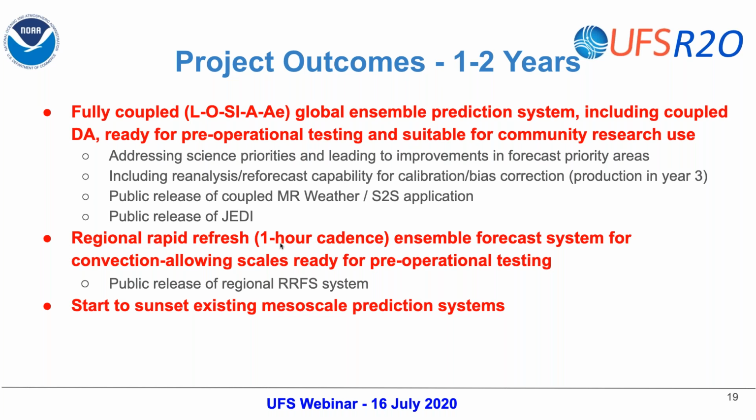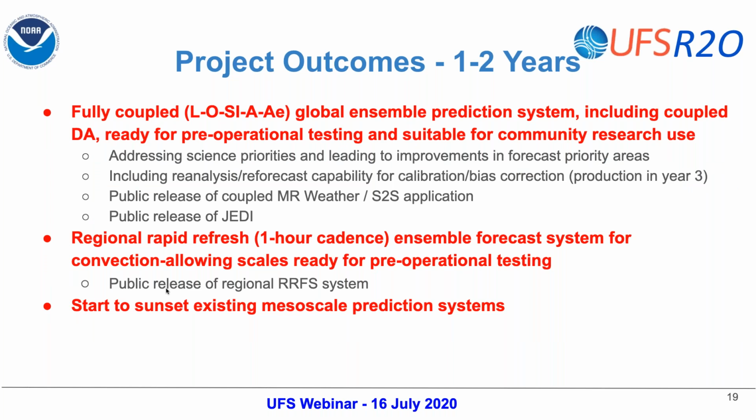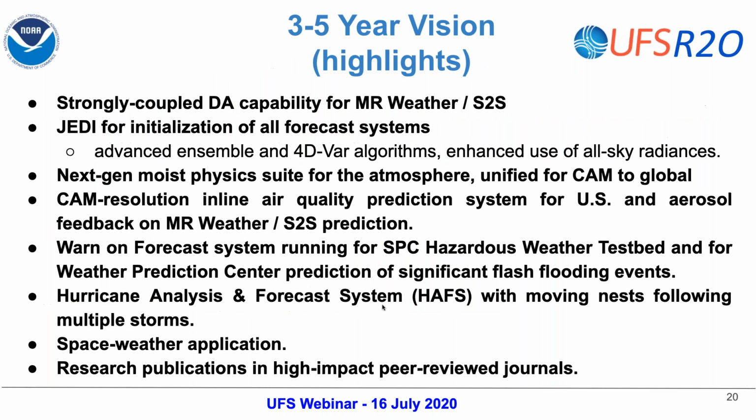We also are projecting a regional rapid refresh capability with a 1 hour refresh cadence in an ensemble mode for convective allowing scales, and that should be ready for pre-operational testing at the end of this 2 year period, including, again, for community research use, a public release of the regional rapid refresh forecast system. And as we saw in this earlier diagram, or the last couple of diagrams, we're going to be sunsetting existing mesoscale prediction systems and transitioning to a single capability.